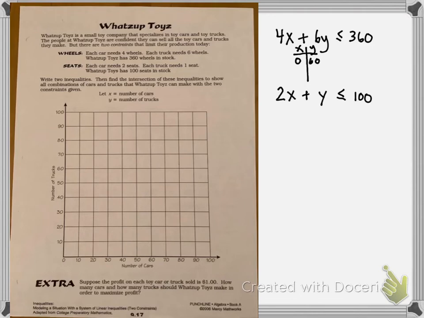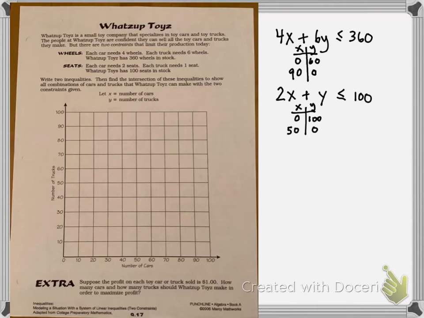And then for the x-intercept, I'm going to plug in y is 0. That would give me 4x less than or equal to 360. Divide by 4, that gives me 90. Alrighty. And then I'm going to also use the intercept method here for this second inequality. So my y-intercept, when I plug in x is 0, is going to be 100. And then the x-intercept, when I plug in y is 0, is going to be 50.